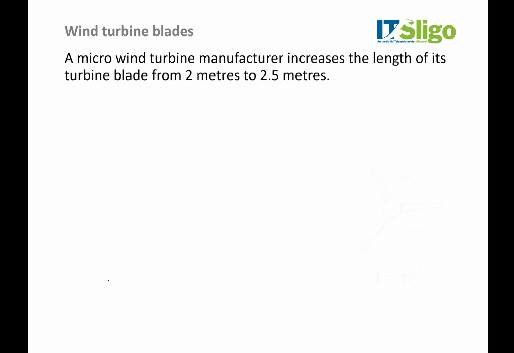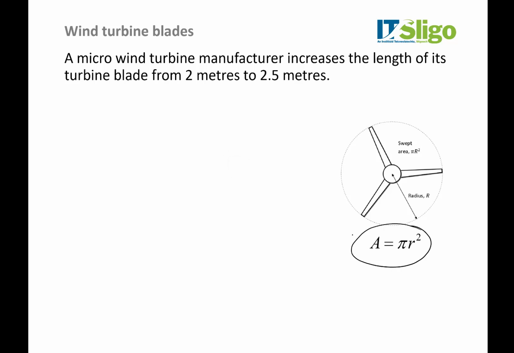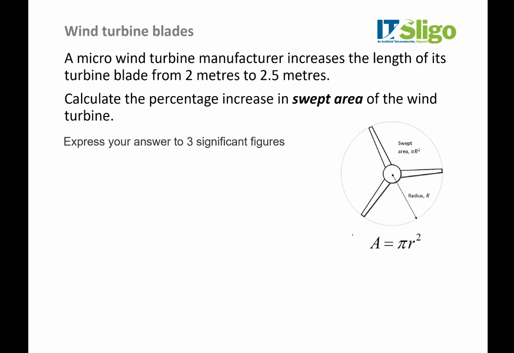So here's a problem. We're looking at a micro turbine producer and increases the blade length from 2 meters to 2.5 meters. So the area is governed by a quadratic relationship with R. Calculate the percentage increase. So what we're really looking for is the new area over the old area.